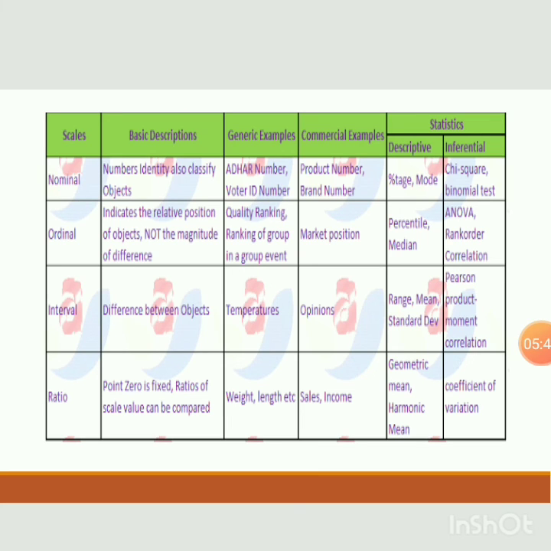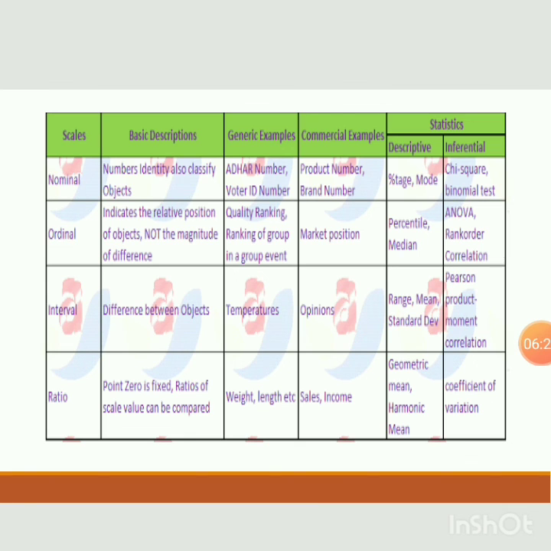Second is the ordinal scale. We have seen that it indicates the relative positions of objects, and the real magnitude of difference cannot be calculated with the help of this scale. Examples include quality ranking and ranking of groups in group events. Then in marketing, we have the example of market positioning of the product. Statistical operations possible are percentile and median, ANOVA, that means F test, and rank order correlation.